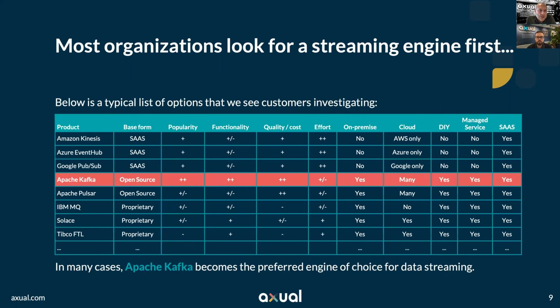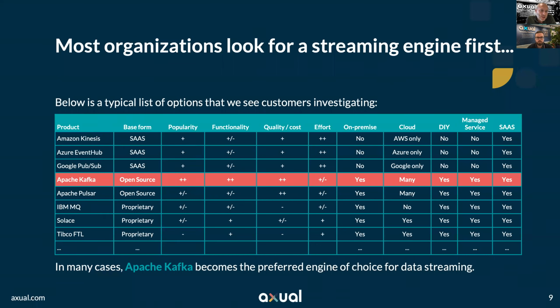Typically, when organizations start to worry about this kind of event broker, information broker, they look at the market to see what kind of streaming engine to choose. And then you typically have 3 categories of options. This list is by no means complete, but I think the categories are pretty much complete. So you have software as a service options from the major cloud vendors. You have open source options, and there are a couple of proprietary options.